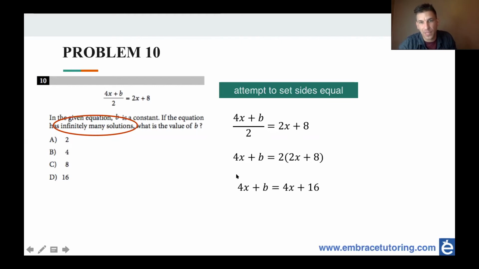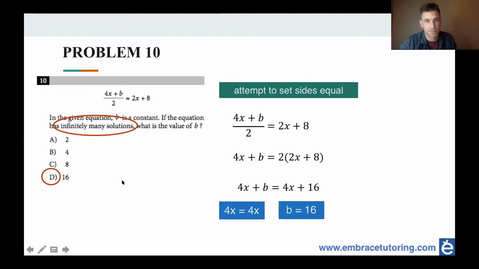Now, this is what I mean. My sides are now equivalent, right? So as long as I continue to match up my b's with the other values, this will consistently be infinitely many solutions. As long as I make the 4x equivalent, then the other values can equal the remaining values. And if that's the case, b will equal 16, making these infinitely many solutions, okay?